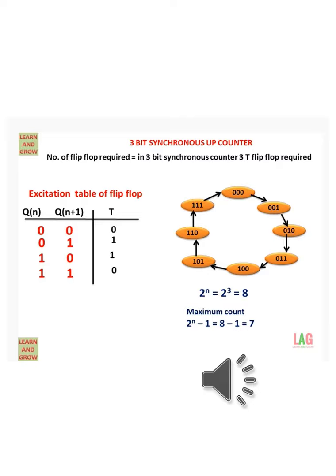Second, we draw the excitation table. Third, the circuit excitation table. Fourth, the K-map. Fifth, the diagram of the counter. So 5 steps: the first step is the state diagram, the excitation table is the second step, the third step is the circuit excitation table, the fourth step is K-map reduction, and in the fifth step we draw the diagram of this counter using flip-flops, for the 3-bit synchronous up counter.